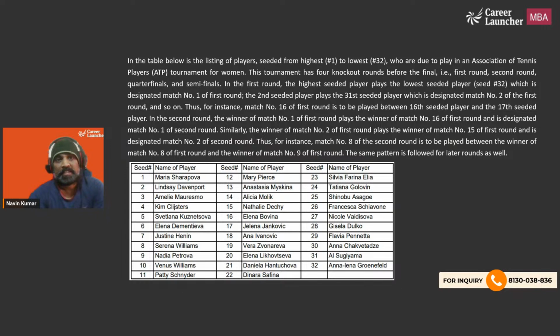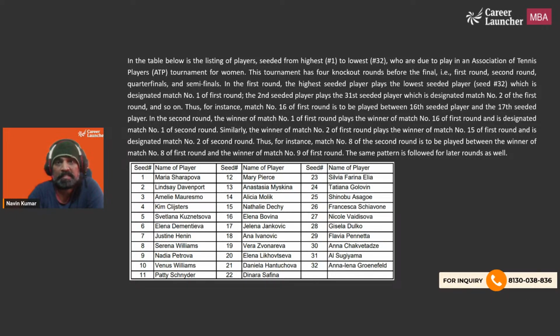In the table below is the listing of players seeded from highest to lowest who are due to play in an Association of Tennis Players tournament for women. This tournament has 4 knockout rounds before the final, that is first round, second round, quarterfinals, and semifinals. In the first round, the highest seeded player plays the lowest seeded player, that is seed number 32, which is designated match number 1 of first round.